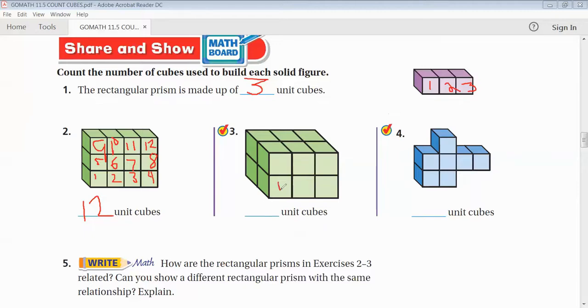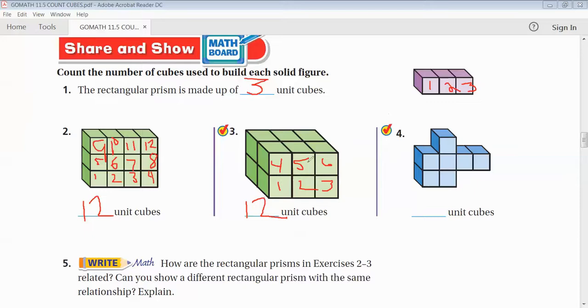So let's count how many we have in front. We know we'd have 1, 2, 3, 4, 5, 6. Just like we just said, we have 6 in front, so we're going to assume we have the same number in back. So we could just add 6 plus 6, or we could multiply 6 times 2, which would give us 12. So for figure 3, we would have 12 unit cubes.